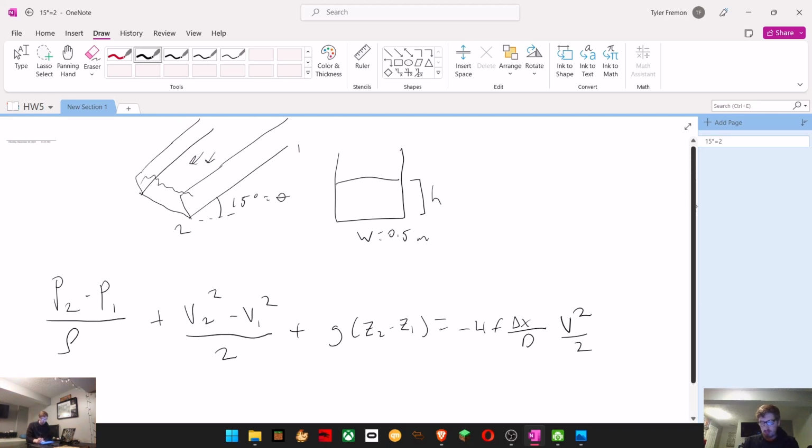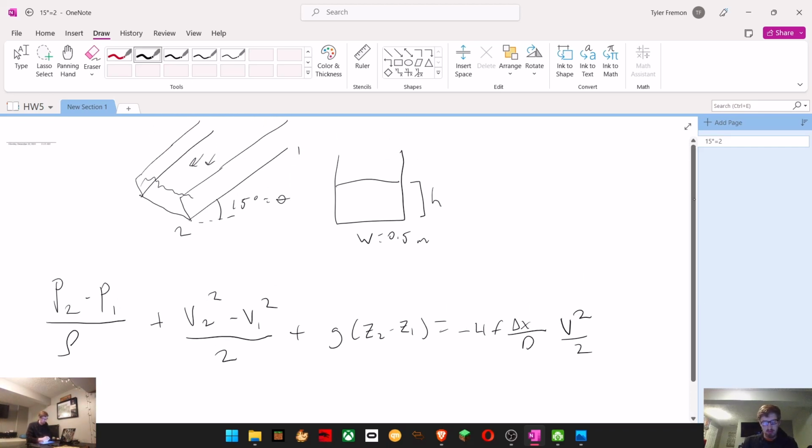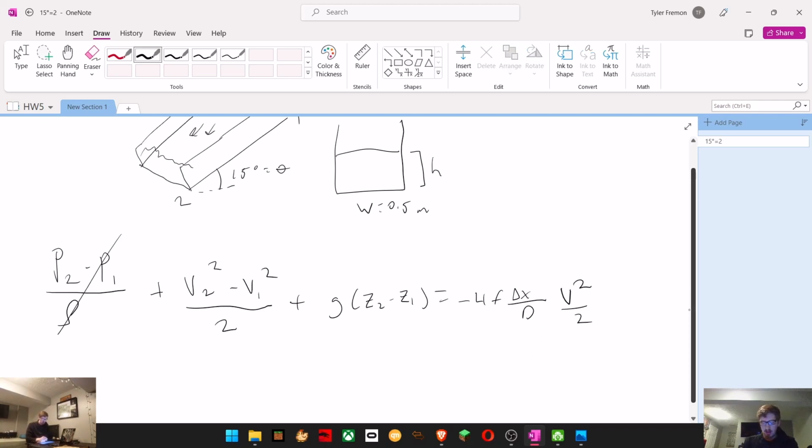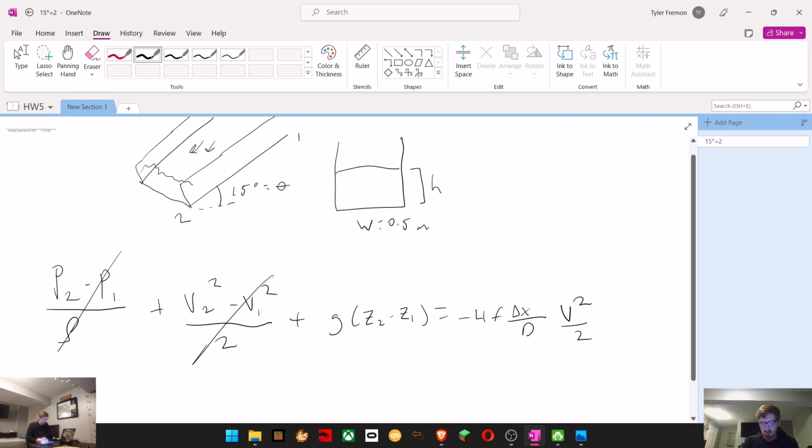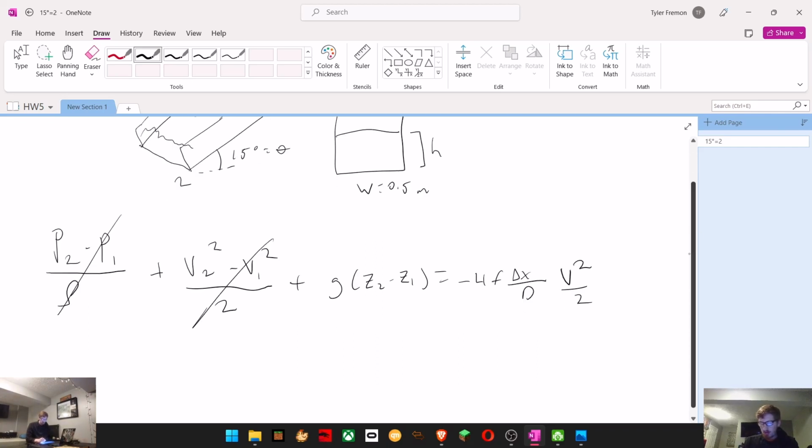Since it's an open channel, the pressure at point 1 and point 2 are the same, so we don't have to worry about this term in Bernoulli's equation. The velocity doesn't change because the cross-sectional area of the channel is the same throughout. And then over here we have this difference in height, and we can express this in terms of theta. We also want to express it in terms of delta x because we have that on the other side with the frictional heating term.